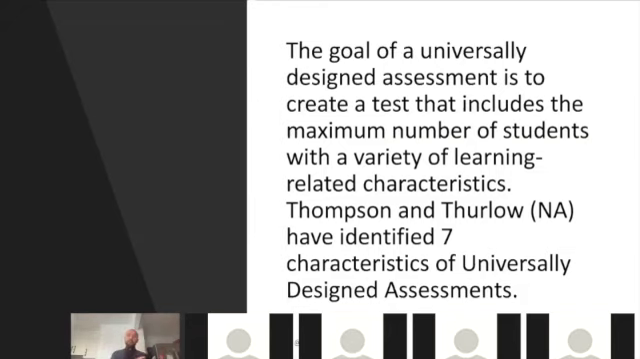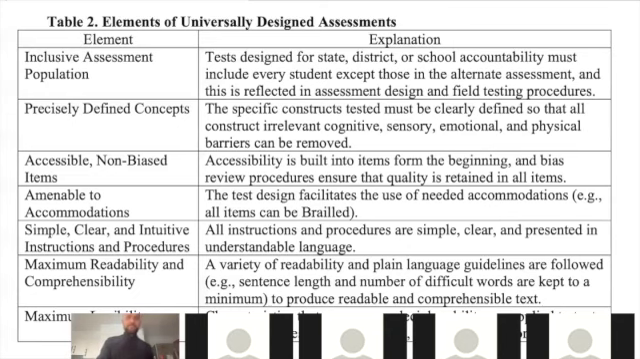So Thompson and Thurlow identified 7 characteristics of universally designed assessment. Let's have a look at those. They're pretty generic in the sense of what research says. And then let's look at what it actually practically means for the Australian curriculum. So these are the 7 elements that Thompson and Thurlow talk about in terms of universally designed assessment.